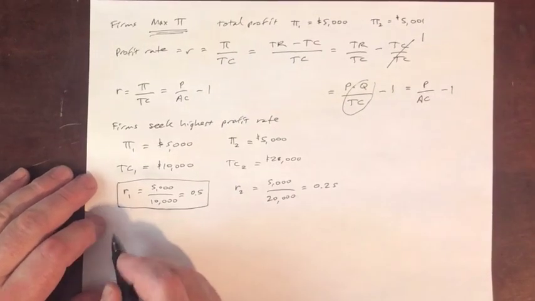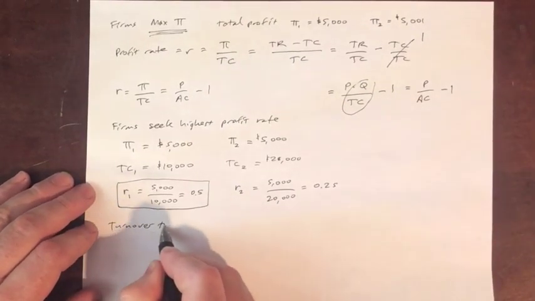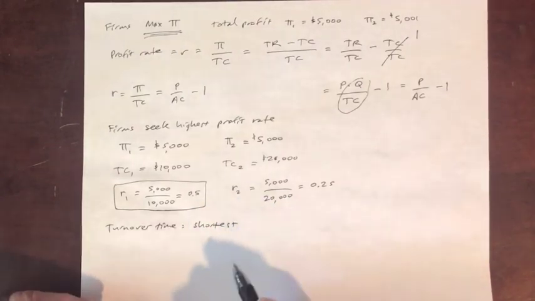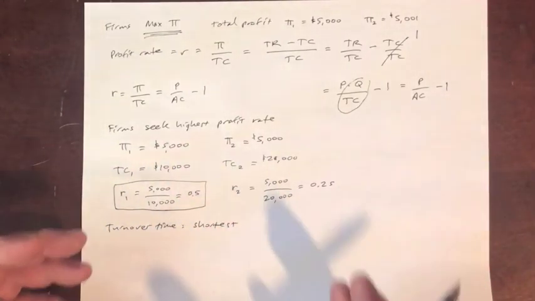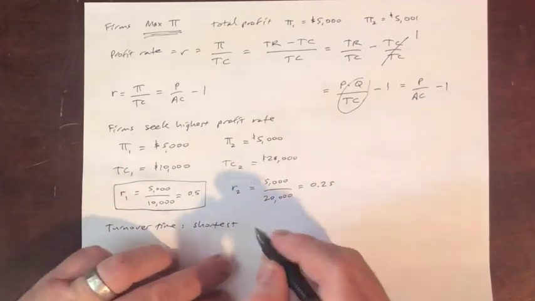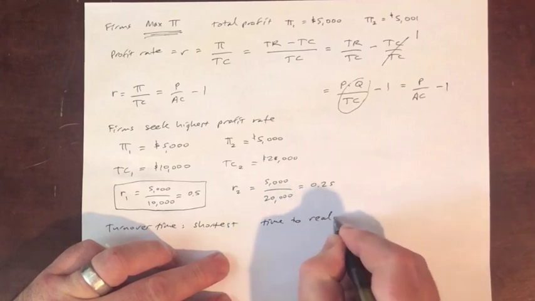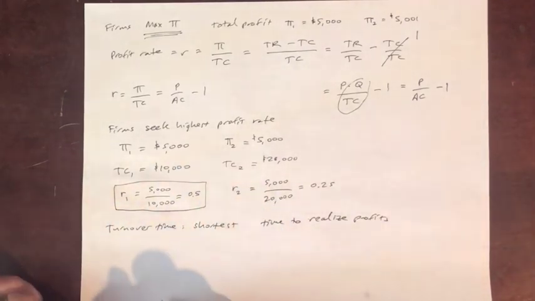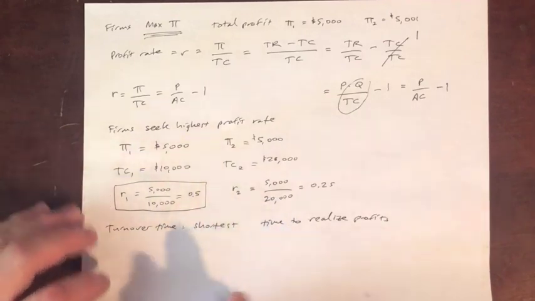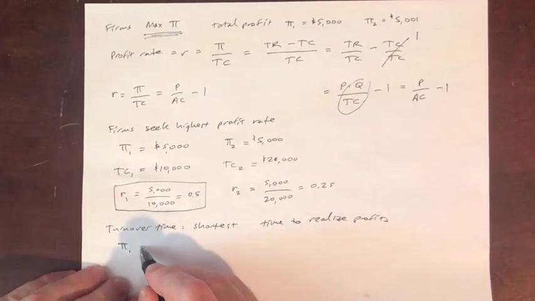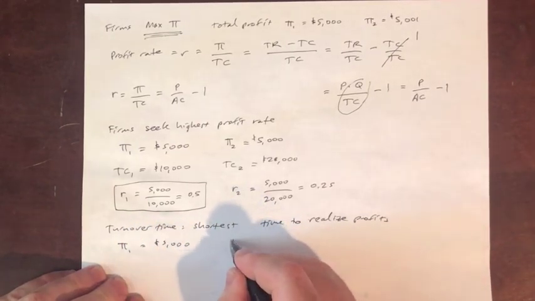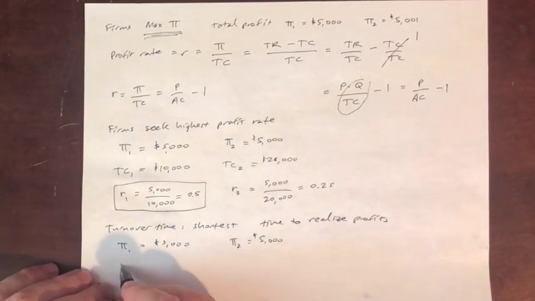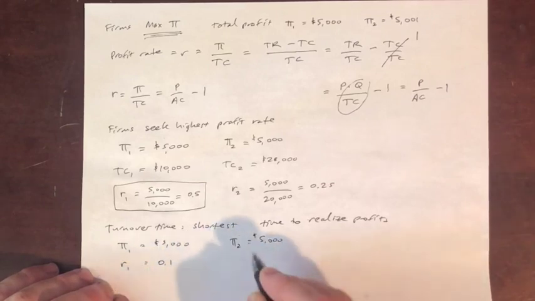The third thing that's implied has to do with the turnover time, okay? Firms want the shortest possible turnover time. What this refers to is how long it takes to complete the production process and realize the profits. This is what it means: time to realize the profits. So let's imagine we have two situations that involve the exact same dollar amount of profit. Profit one, again, let's say it's $5,000. Profit two, also $5,000. And let's say it's the exact same profit rate as well. So profit rate in both cases, 0.1.